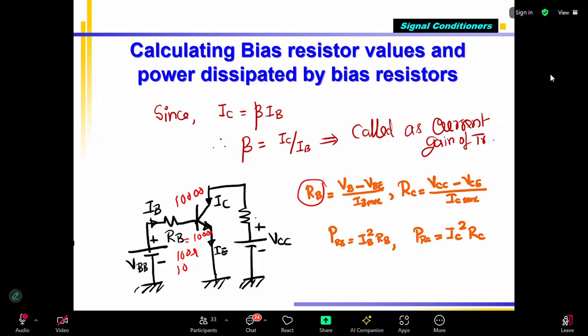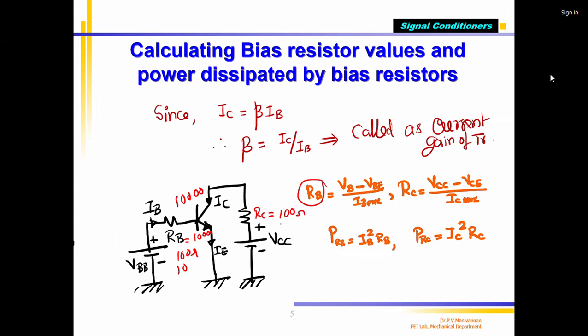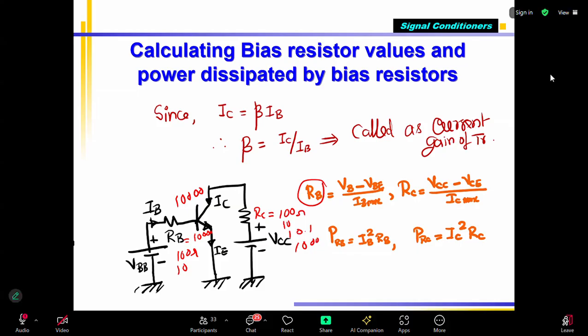Similarly, I said this is RC, RC equal to 100 ohms. You can ask the same question as for RB. Why not 10 ohms? Why not 1 ohm? Why not 0.1 ohms? Why not 1000 ohms? You can have any value, but there is a rule. How much should it be?